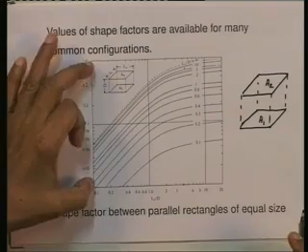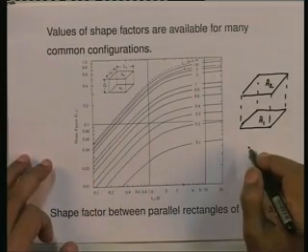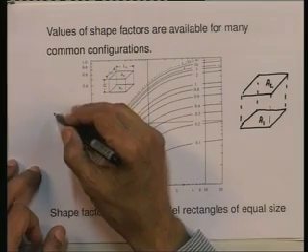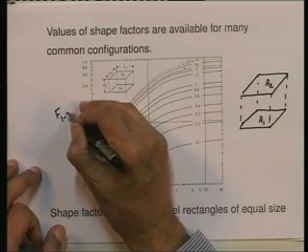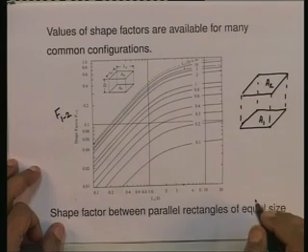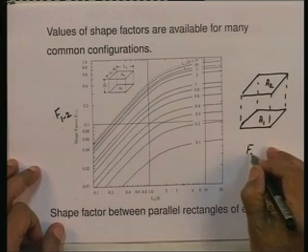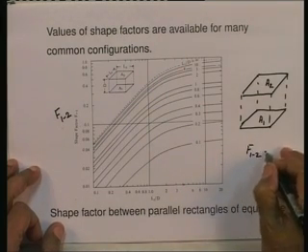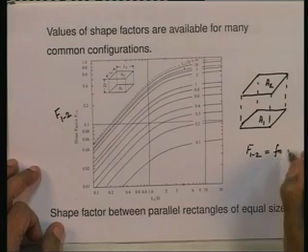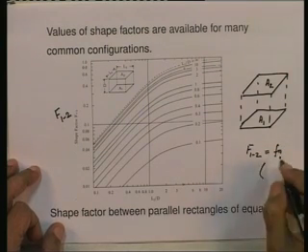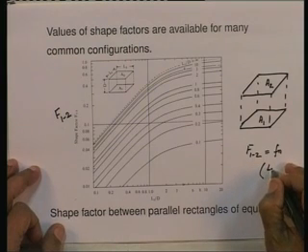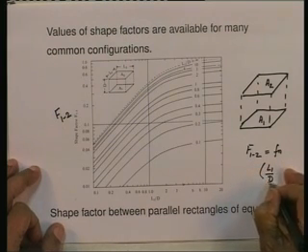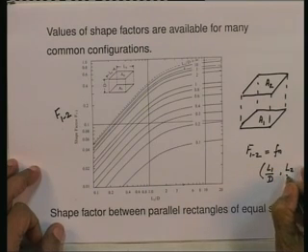The shape factor for that has been calculated, and that is what is given in this graph here. The shape factor f1 to 2 is plotted, the value read off from the y axis, and it is given as a function of two parameters, L1 by d and L2 by d. That is how it is given.